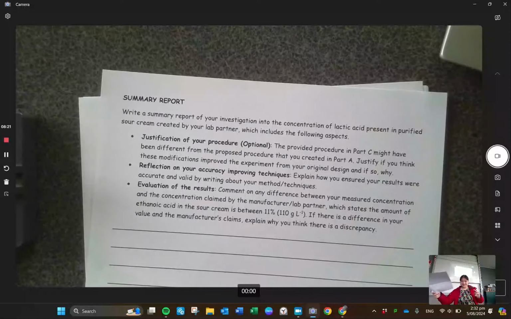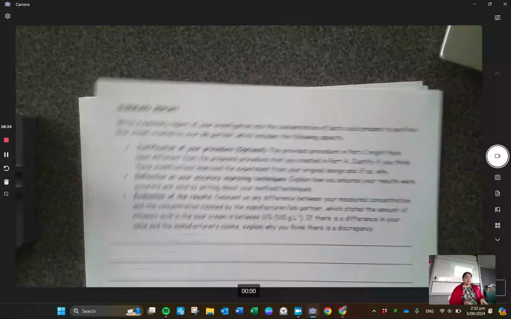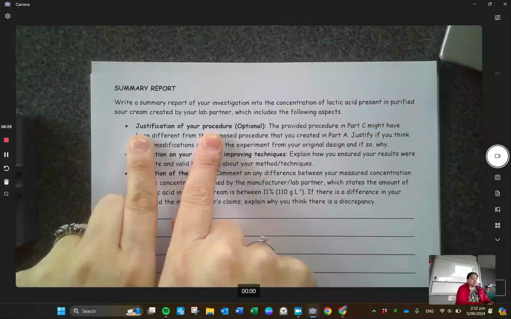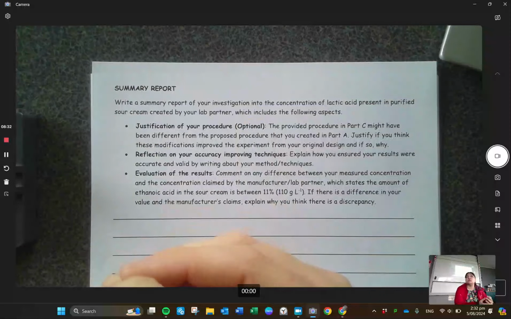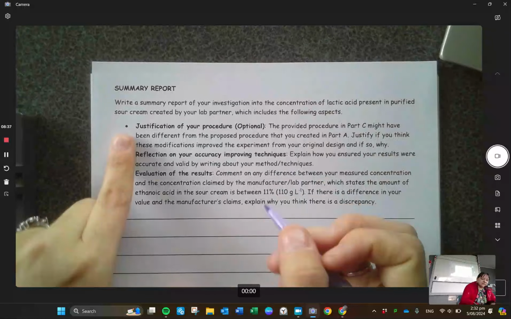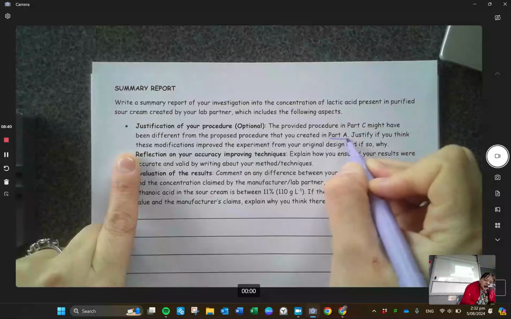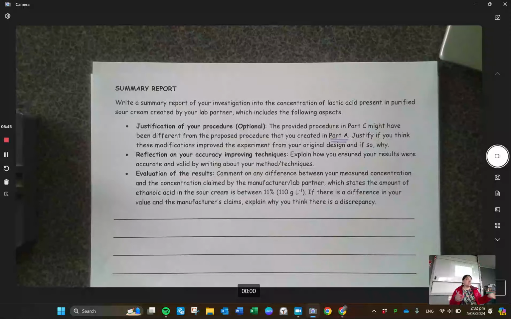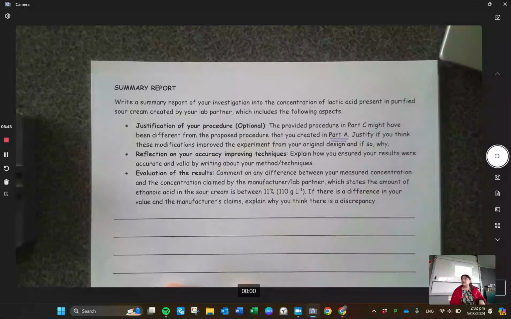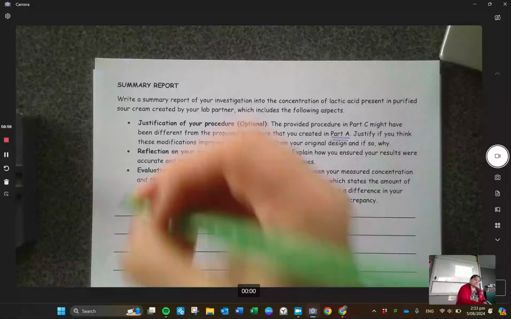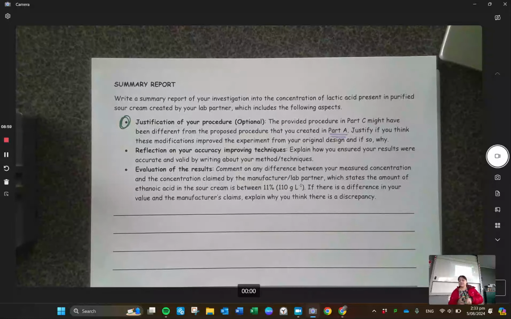All right, so let me talk about the 3 different points. The first point here is justification of your procedure. This is optional because you could also get this in part A. Justification of your procedure is basically what you created in part A. You are allowed to revisit it in part D. So if you don't have it done in part A, you are allowed to also write about it in part D, but you don't need to if you've already got it in part A. This is an excellence point.